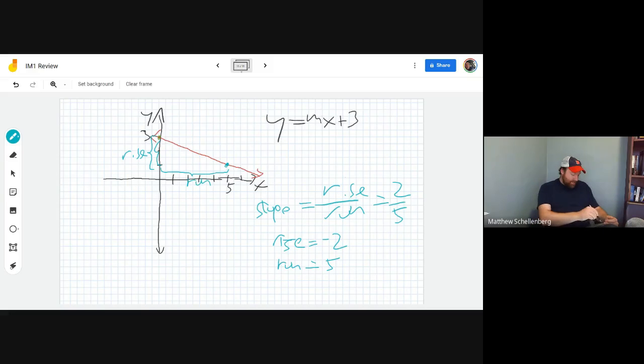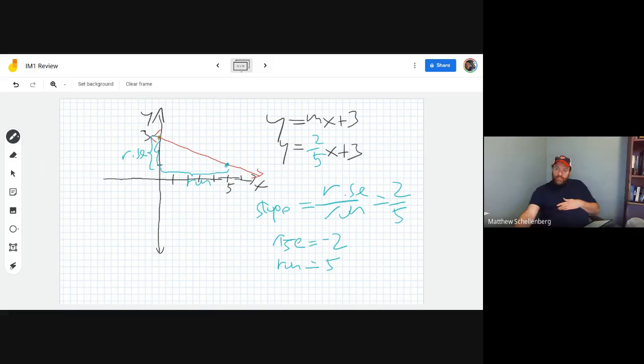So that means the answer is y equals 2 over 5x plus 3. So you can tell what the equation of the line is based on the picture. That is another thing you have to do.